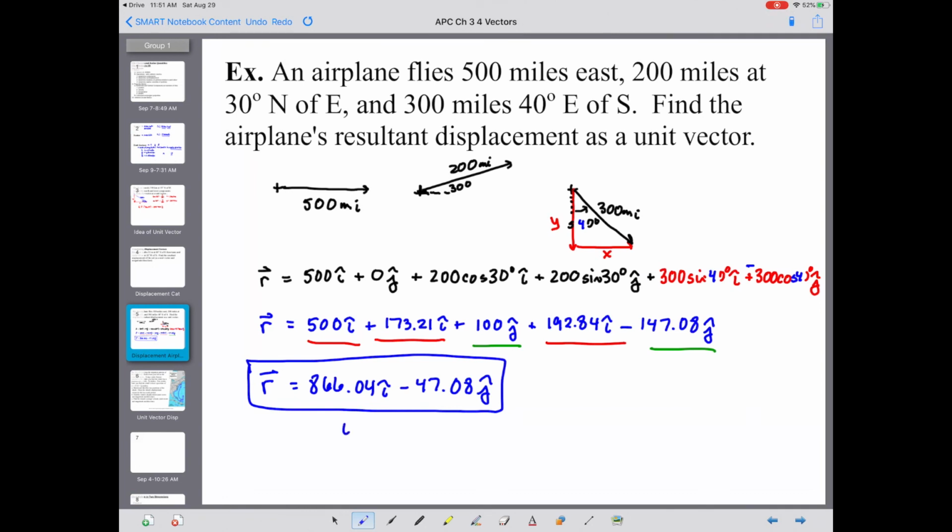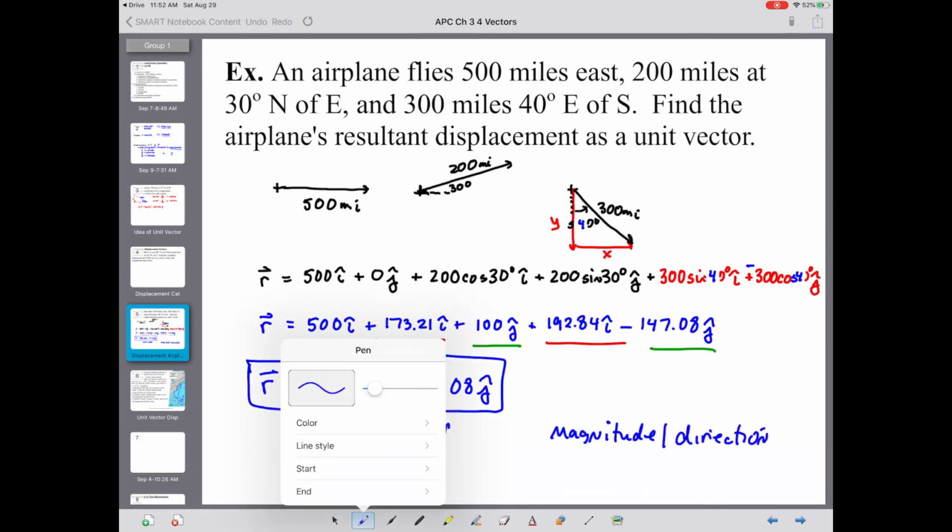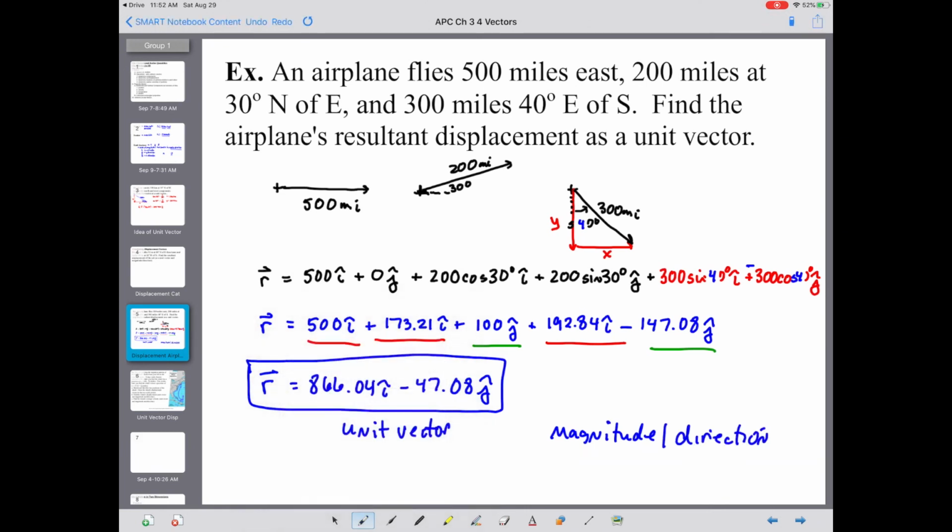If you want to take this from the unit vector form and put it back into a magnitude and direction, then you're going to take those two values and just draw it out as a triangle. So then here below, that would be 866.04 in the i direction, or the x direction. I'm going to slide that up because I have to go down. And then 47.08 in the y direction.